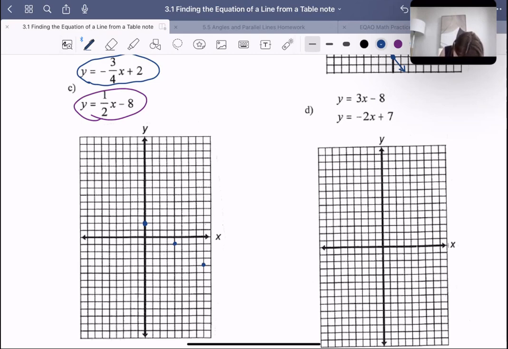Down 3, over 4 to the negative, down 3, like that. Okay, excellent. And let's connect all those dots. Excellent. All right, and let's do the next one, which is 1/2 x minus 8. So let's start at negative 8. 1, 2, 3, 4, 5, 6, 7, 8 is down there.